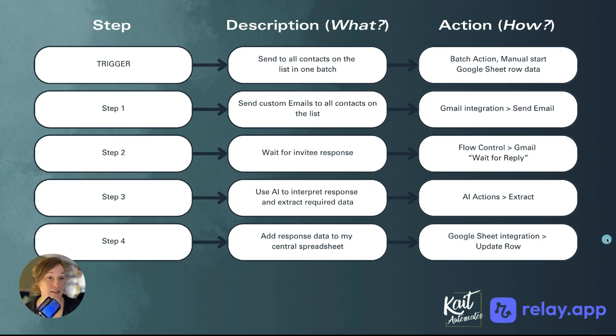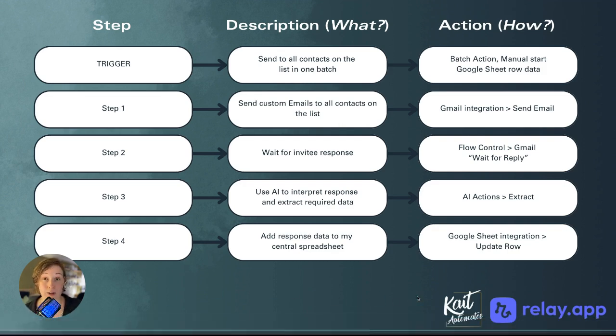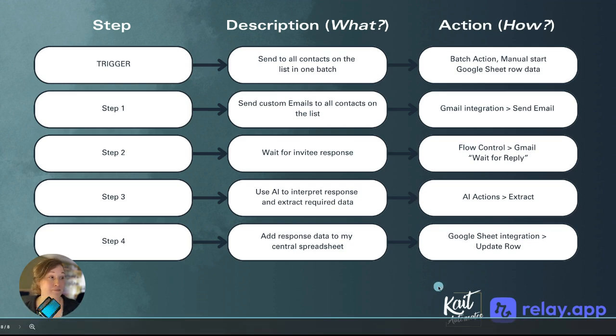And then lastly, I want to get a little ambitious here, and we are going to also add some branching logic at the end, because I want to send each individual responder a confirmation email of their response based on what they've said, whether they're going to attend or not attend the actual event. So without further ado, let's go ahead and get building in Relay.app.